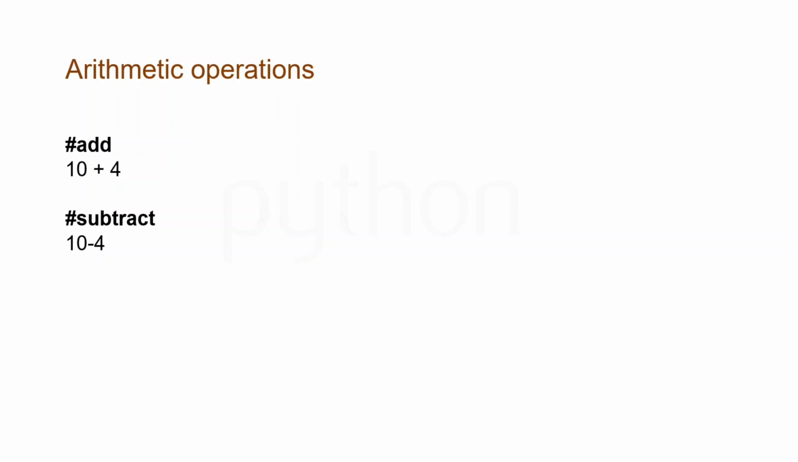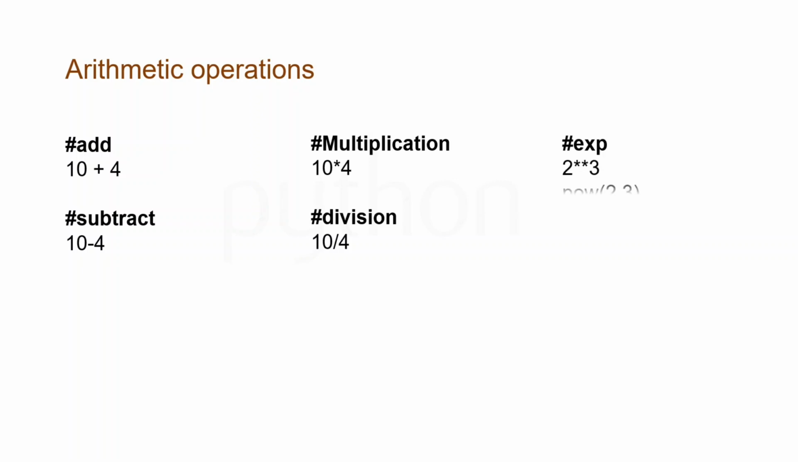As you can see, 10 plus 4, 10 minus 4. We will add some more numbers as well in Python. Then we'll see about multiplication and division, wherein we will be multiplying two numbers, then we will be dividing two numbers. Then we'll see about exponentiation, wherein we will be raising the powers, like 2 to the power 3 is 8.